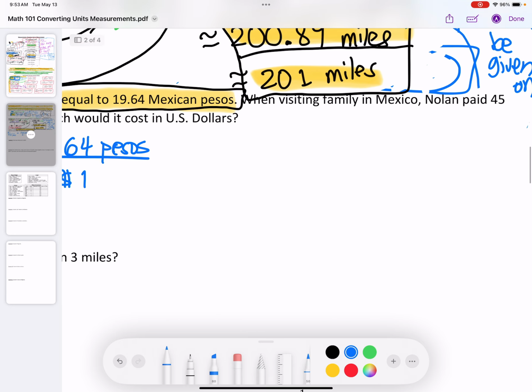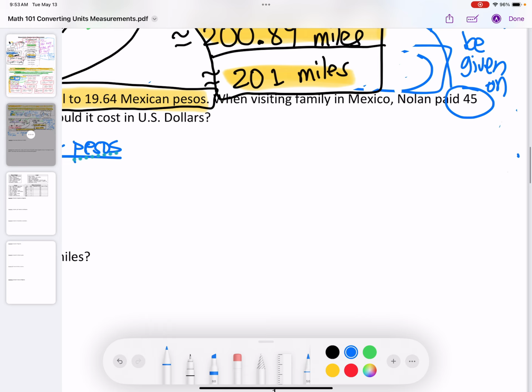They must be giving me a number to start with. Oh yeah, he paid 45 pesos for a cup of coffee. So we're starting with that, I think. Sometimes there are so many numbers given in a problem, you don't know where to start. But this is where we're starting: 45 pesos. Okay, now that's the number we're given.